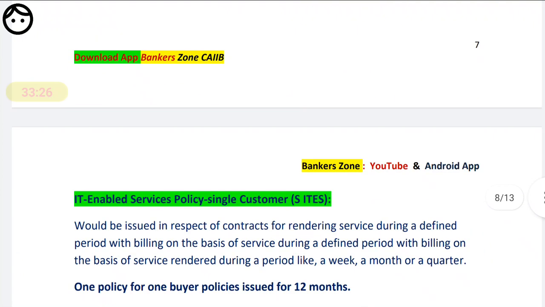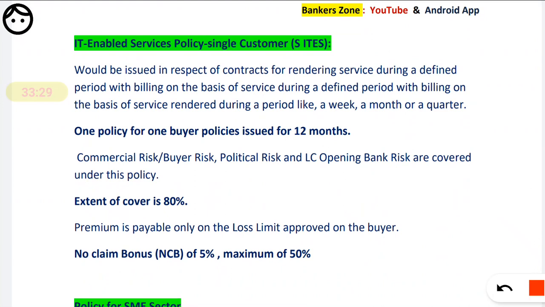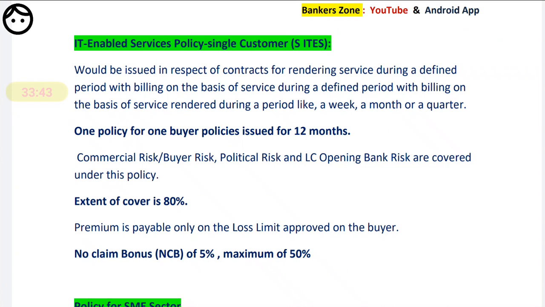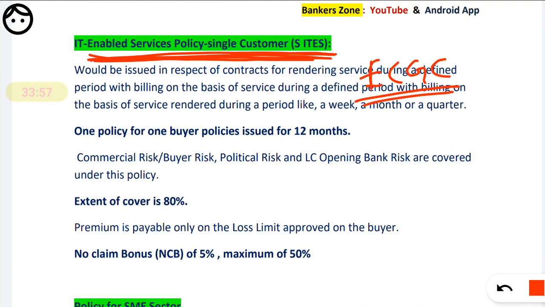Okay, now the next is the IT enabled services policy for a single customer, SITs, that is IT enabled services for a single customer. Now it is very easy. The name itself is self-explanatory. The products that come under the software or IT category are also provided insurance by the ECGC. So it is the policy cover for software products, called the IT enabled services policy for a single customer.